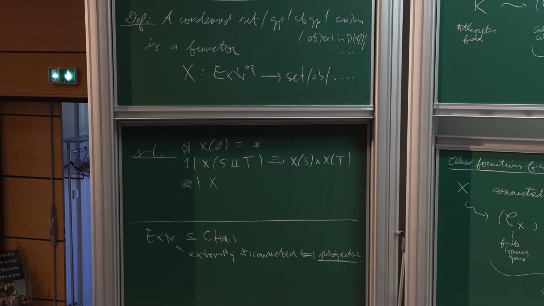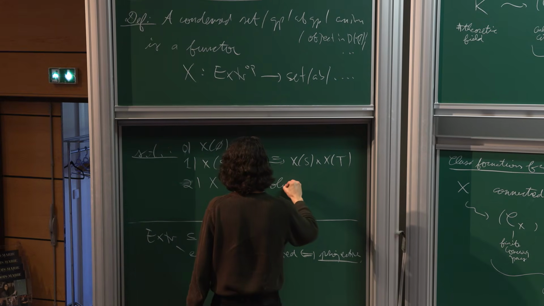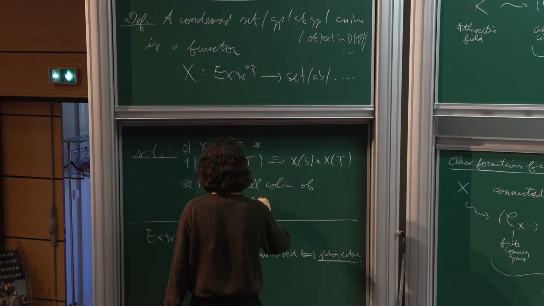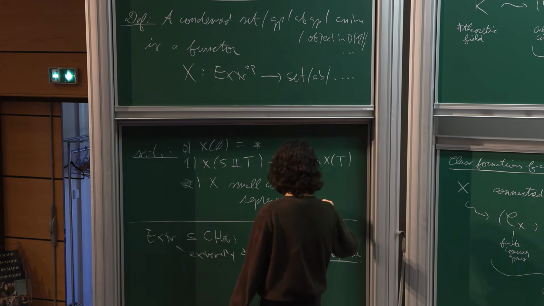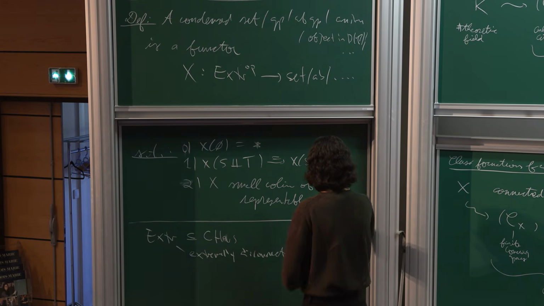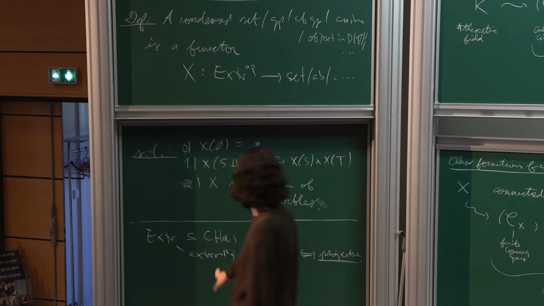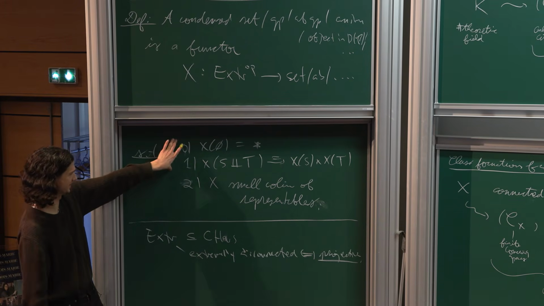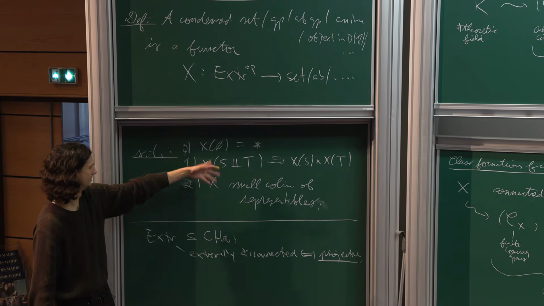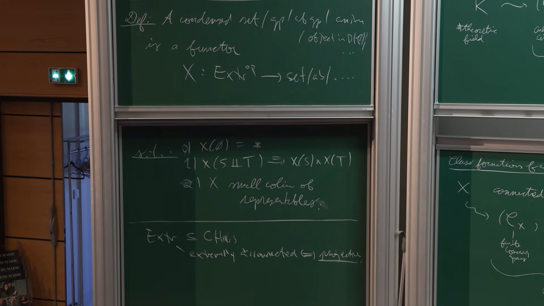So X is a small colimit of representable presheaves. Representables. I'll just say representables. So let's ignore these set theoretic technicalities. Feel free to choose a kappa and cut off if you wish. So then it's basically just this. You send finite disjoint unions to finite products. Extremely simple definition.